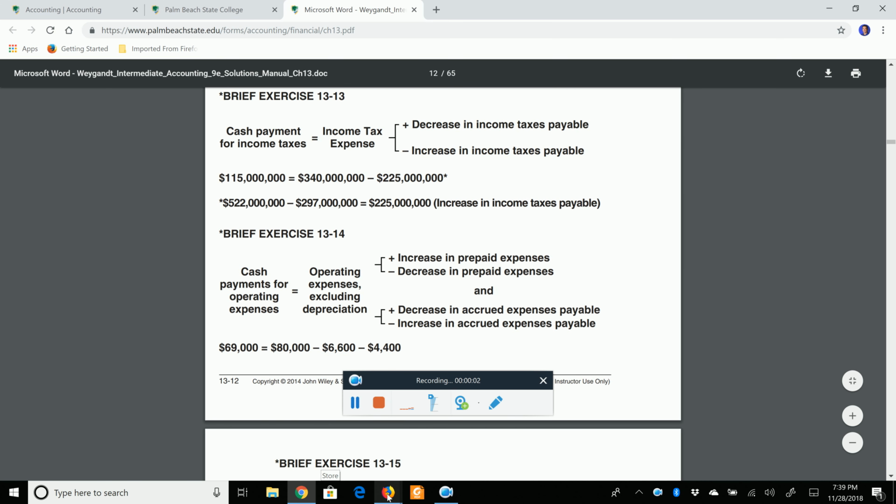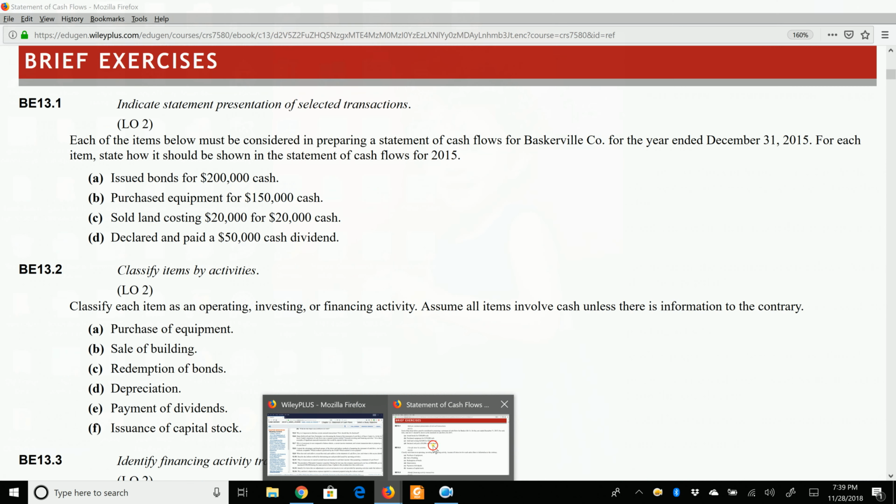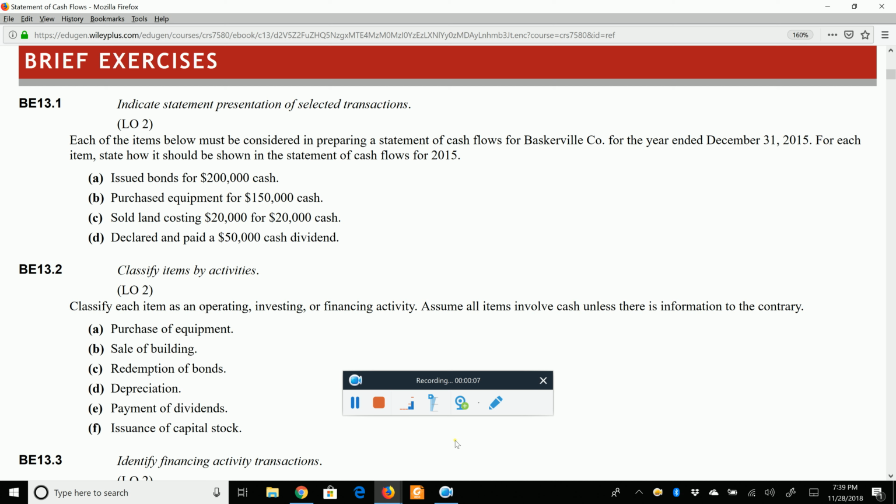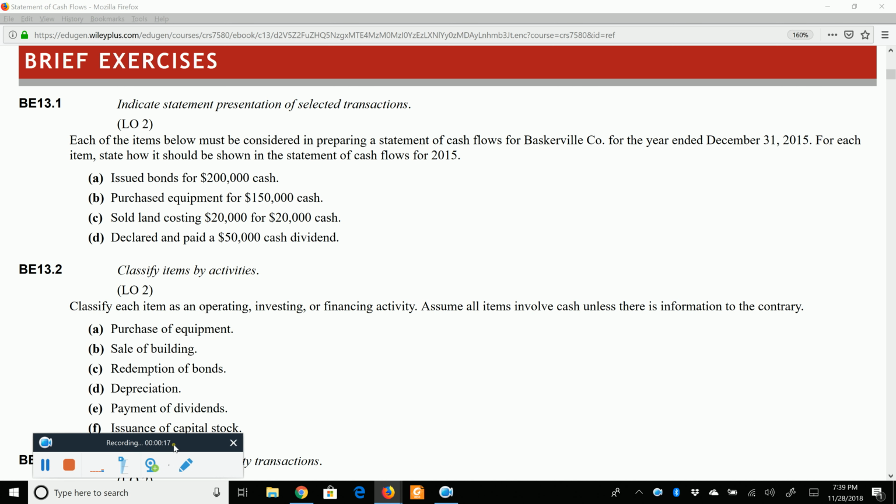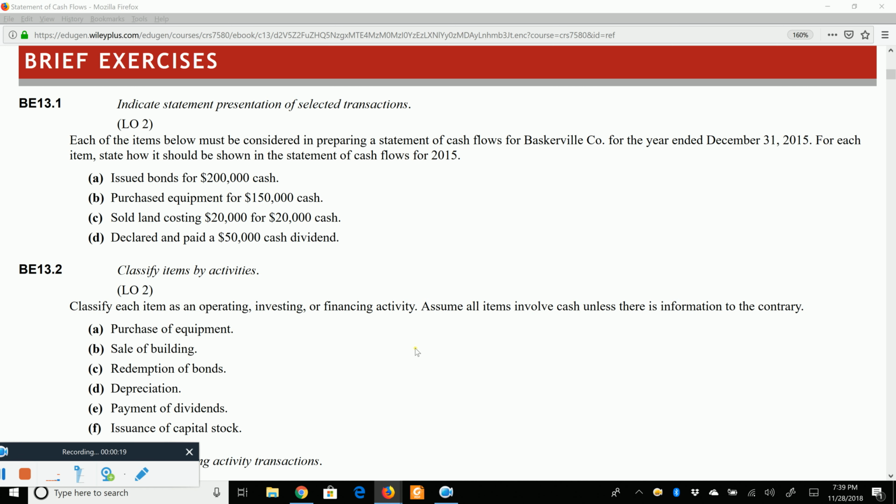Hello everyone. In this particular homework explanation video, we're going to go through the homework for Chapter 13, where we talked about the cash flow statement. Well, the cash flow statement, as I've promised all along, is the final financial statement that is prepared for a company for an accounting period.